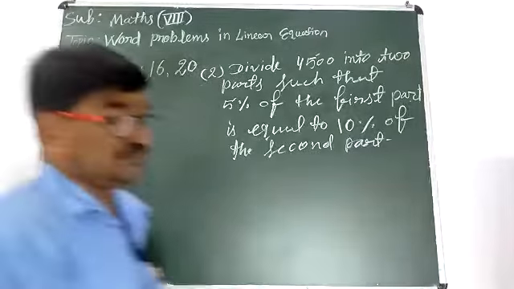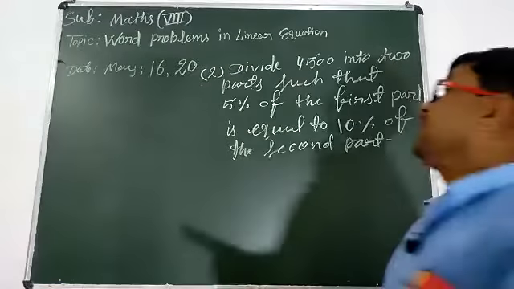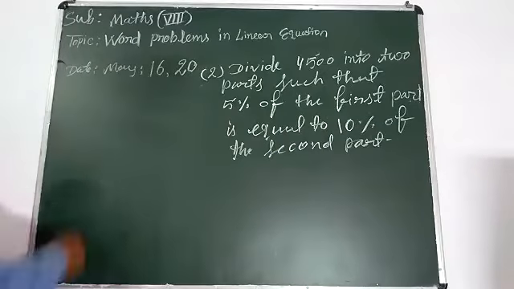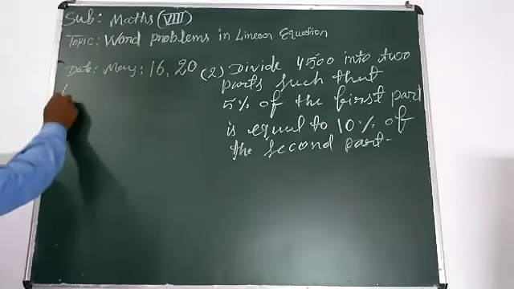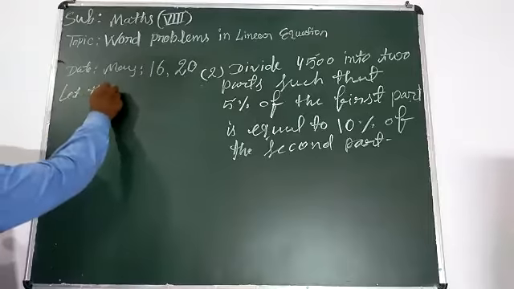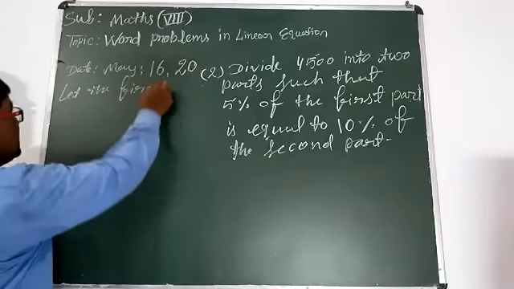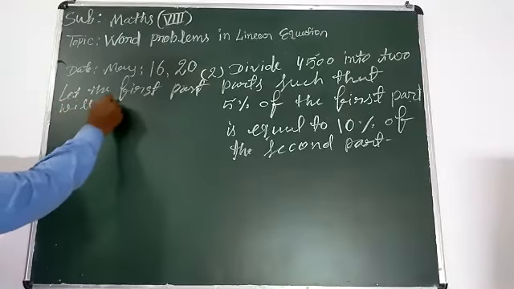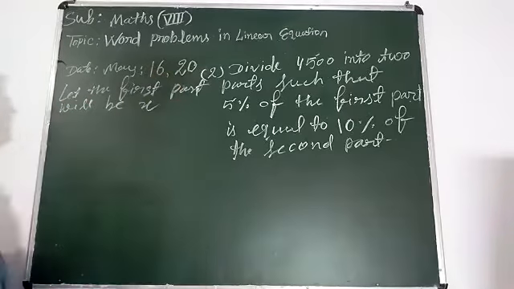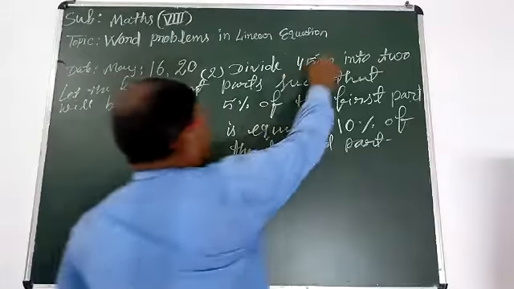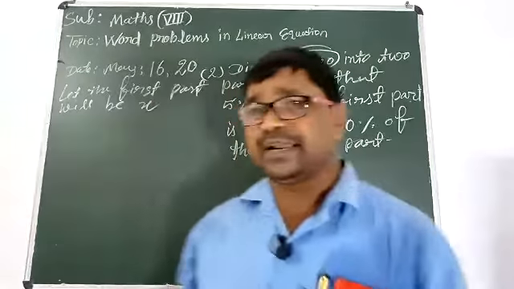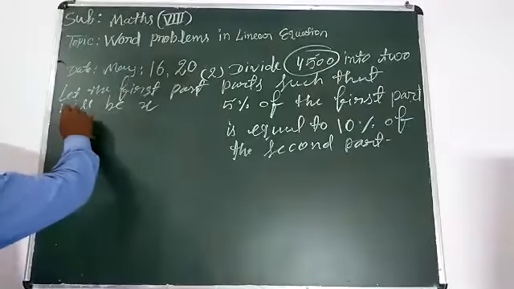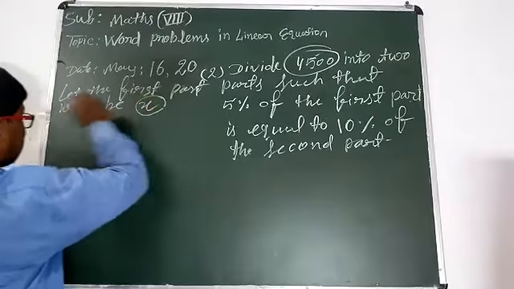Come on, students. Have you learned some division of 4,500 into two parts? So we should start the sum from here. Let the first part be x. The total sum is 4,500 and supposing the first part is x.